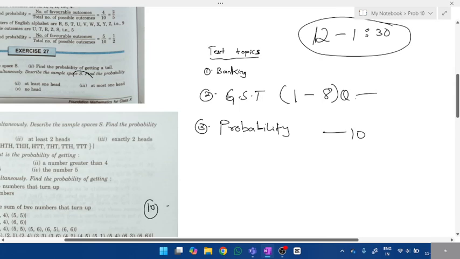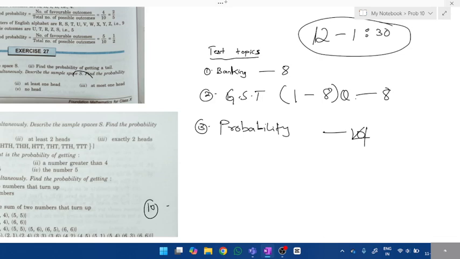GST I'll give for 8, and banking 16. Okay, for 25 or 30 marks, I'll conduct it for 30. Probability I'll give 14 marks, GST 8 and banking 8. GST and banking will have 2 questions, probability around 4 or 5 questions. So it will be a 30 marks test.